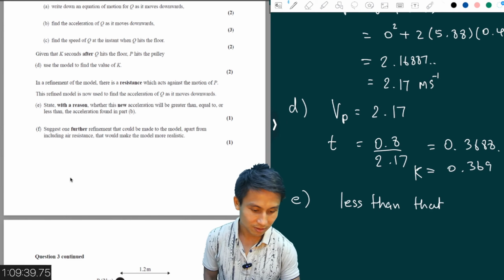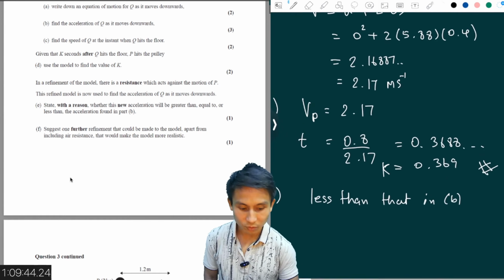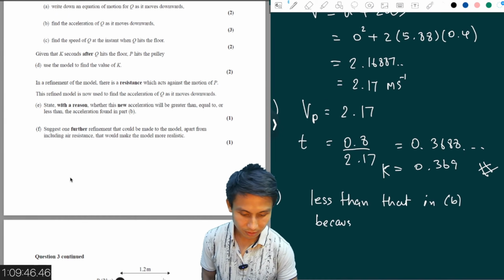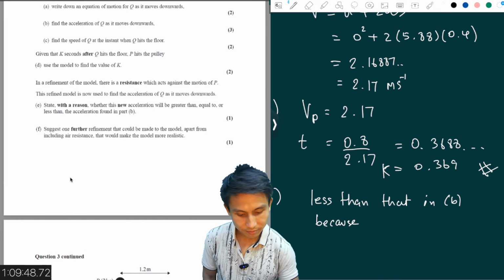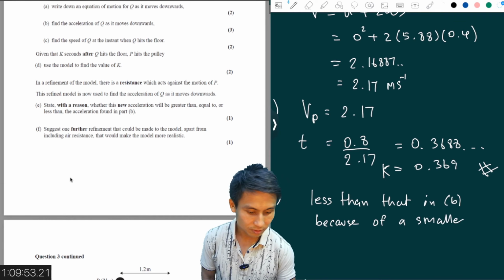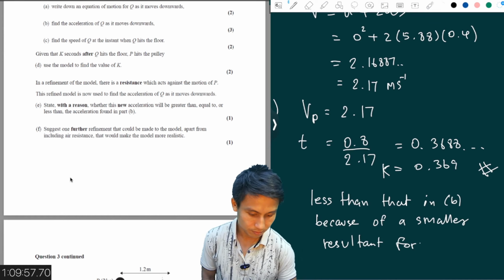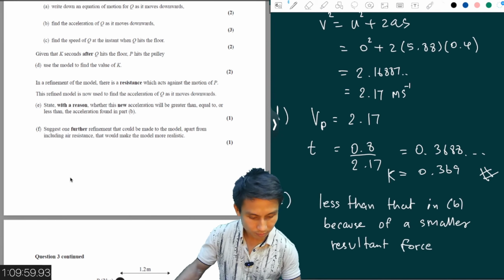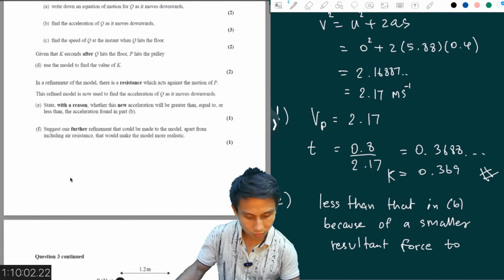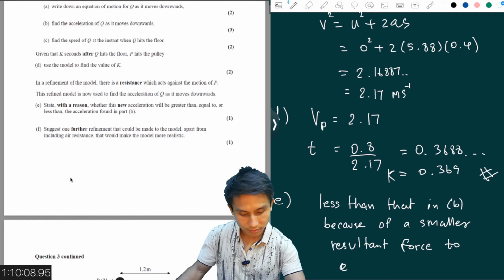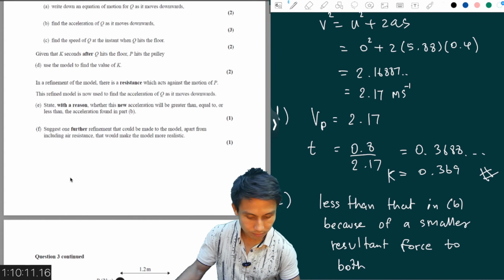that in part B, with a reason: because of a smaller resultant force to both particles.